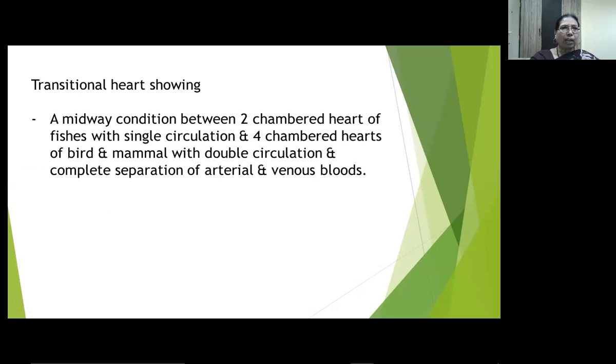What is the meaning of transitional heart? A transitional heart shows a midway condition between the two-chambered heart of fishes with single circulation and the four-chambered hearts of birds and mammals with double circulation and complete separation of arterial and venous blood.